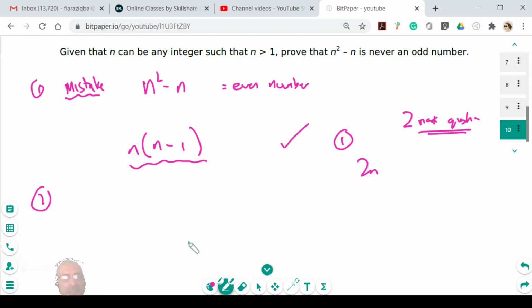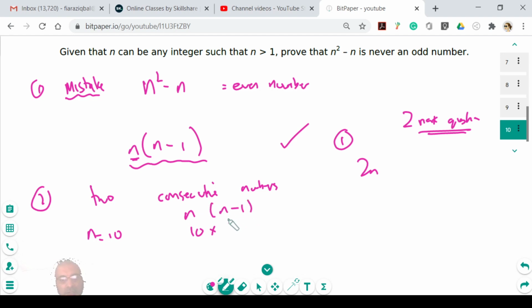So what that means is we have 2 consecutive numbers. We know we've got 2 consecutive numbers, and now I will give an example with numbers. If we pick the number 10, so if n equals 10, we've got here 10 times 10 minus 1. So let's put it up here, n. This is n minus 1. So n minus 1 is 10 minus 1, which is 9. 10 times 9 is 90. So you've got 2 consecutive numbers.